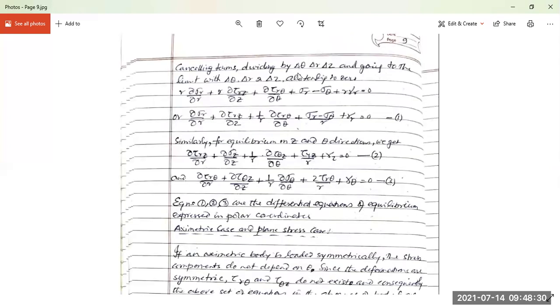Cancelling terms and dividing by delta theta, delta r, delta z, cancelling all the small terms and going to the limit with delta theta, delta r, and delta z all tending to 0. So the equation is reduced to r delta theta divided by delta r, del tau xr by dz, tau r theta by r theta, tau r minus tau theta plus tau r gamma is equal to 0.